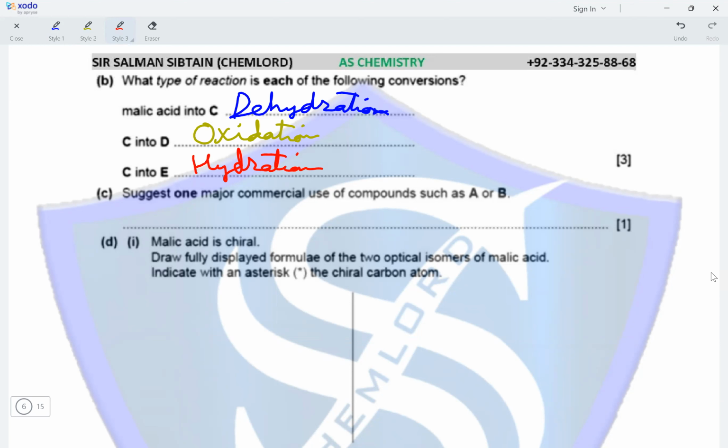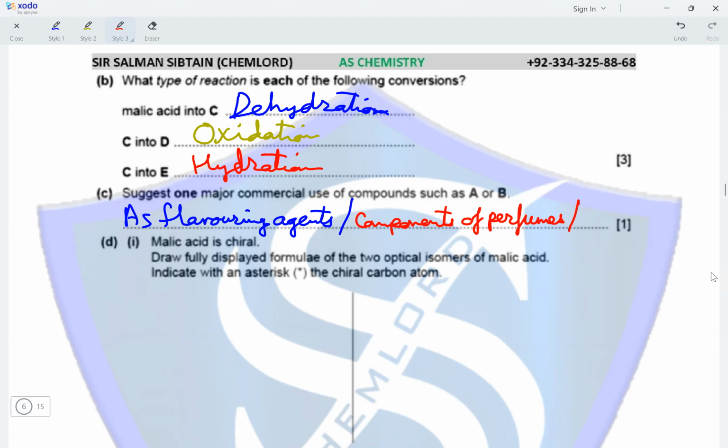Suggest one major commercial use of compounds such as A and B. A and B are both esters, and the most common uses of esters are as flavoring agents, or we can have them as components of perfumes, or we could have them as solvents. These are the three most common uses of esters.